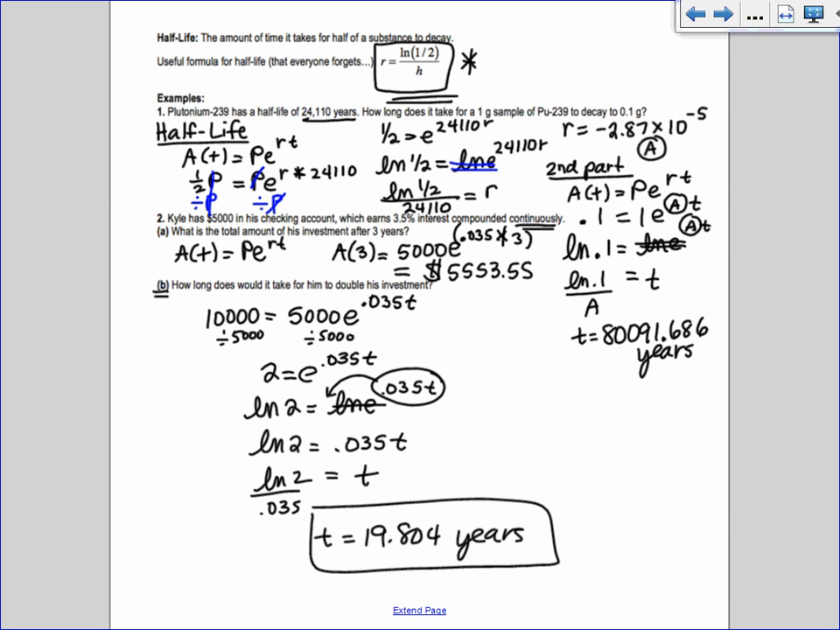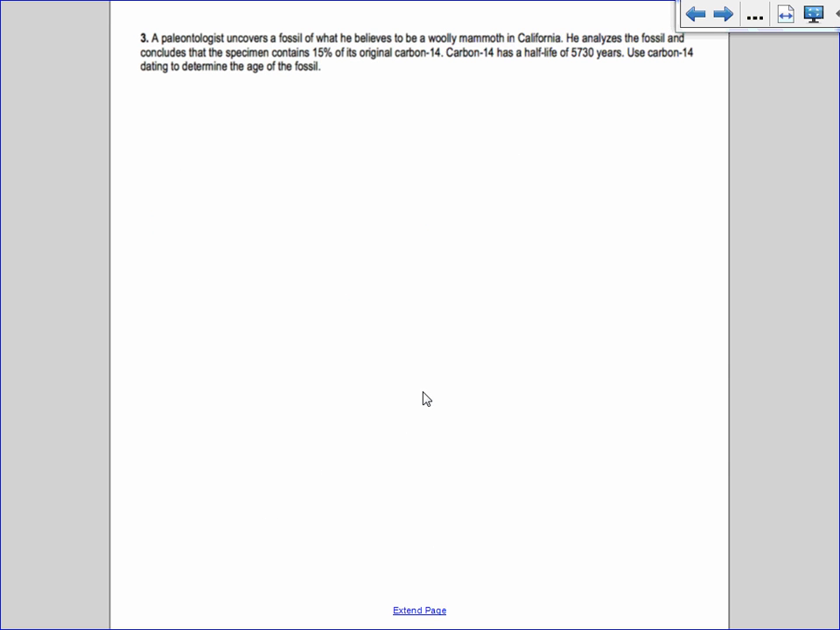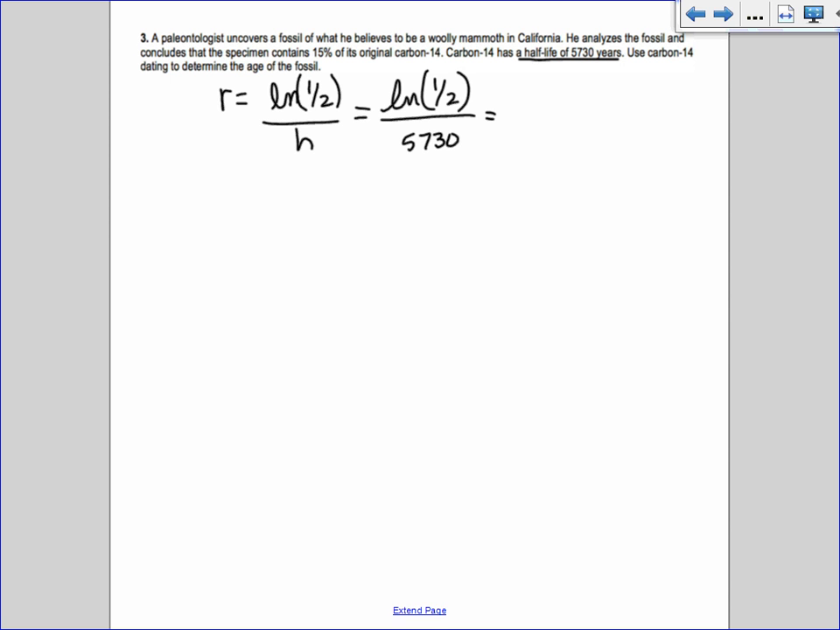All right, the very last problem is another half-life one. Okay, so it's talking about a fossil. We're using carbon-14 dating to figure out how old the fossil is. Okay, but we're going to save ourselves some steps this time. It's going to be very quick. And we're going to remember this formula that I had right here. So I'm going to say r is equal to the natural log of 1/2 divided by my half-life. So it's natural log of 1/2 divided by the half-life is 5730. So everybody do that on your calculator. So natural log of 0.5 divided by 5730. You get negative 1.2096 times 10 to the negative 4. You could store this value.